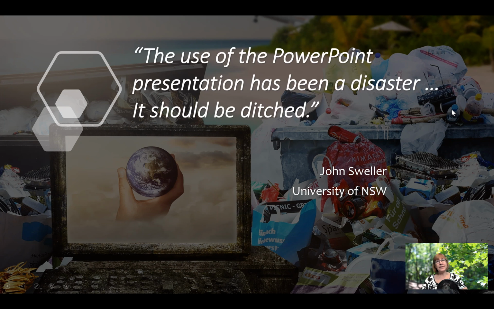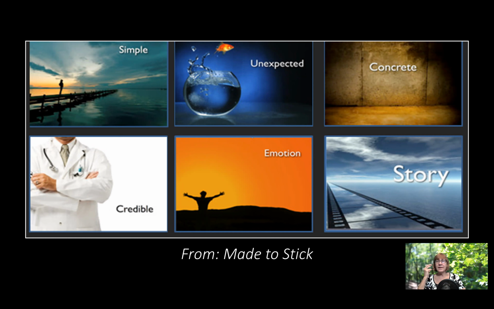These are some ideas that you can consider incorporating from the book Made to Stick. Excellent book. Keep your story simple. Make sure you include things, especially in the beginning, that are unexpected. Make it concrete. That means tangible things that people can see, and can hear, and can experience. So make it concrete. Use credible sources. You can add emotion carefully, and make sure that it's all woven together in a story.